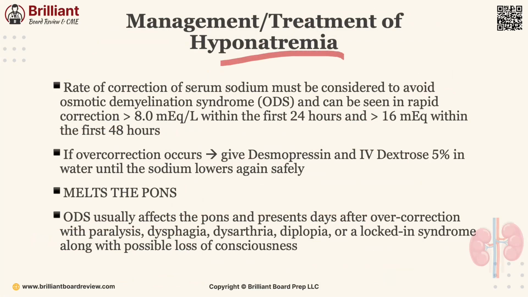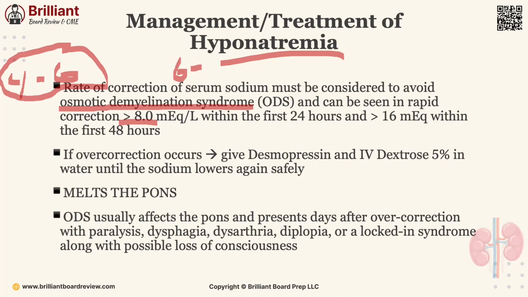Management and treatment of hyponatremia: the rate of correction of serum sodium must be considered to avoid osmotic demyelination syndrome. That's where you melt the pons. It's been seen in rapid correction greater than 8. The numbers keep getting lower. I think you're going to start seeing 4 to 6 in a 24-hour period. It used to be 12, and it's really dropping. So you can say right now 6 to 8 is safe, but it may drop to 4 to 6. 12 is old school. It occurs with correction greater than 60 milliequivalents within the first 48 hours.